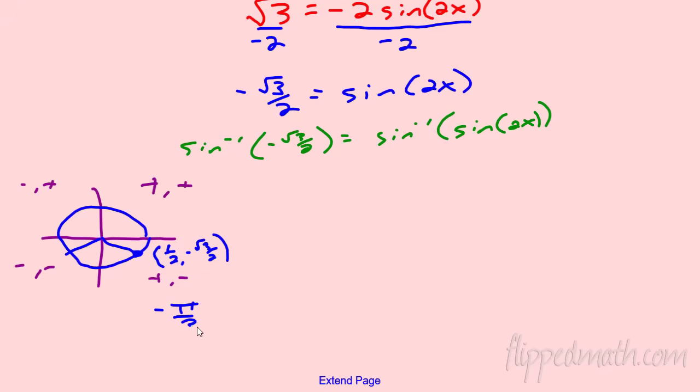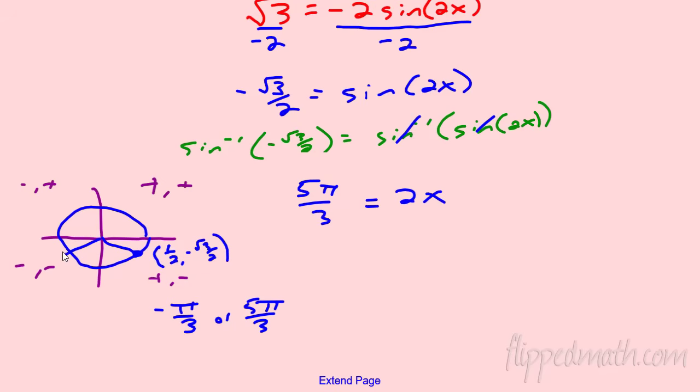Or if you want to call it a positive angle, we went all the way around the unit circle, but we didn't get quite back to where we started. So 2 pi would have been 6 pi over 3, so this will be 5 pi over 3. I'll use the positive one, 5 pi over 3. So this is going to be 5 pi over 3 equals 2x.